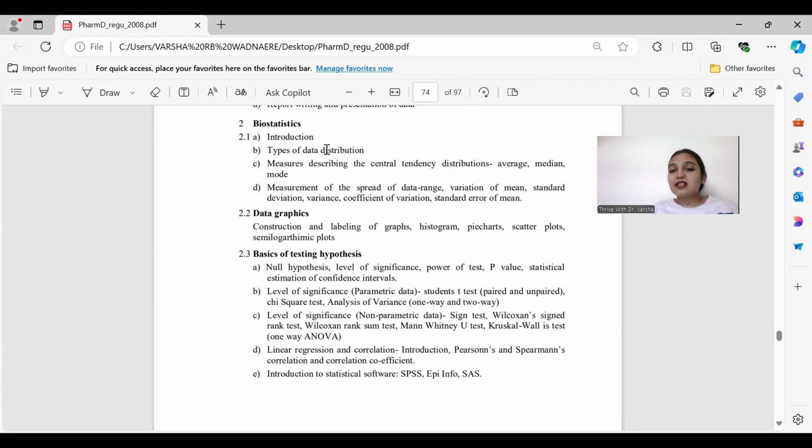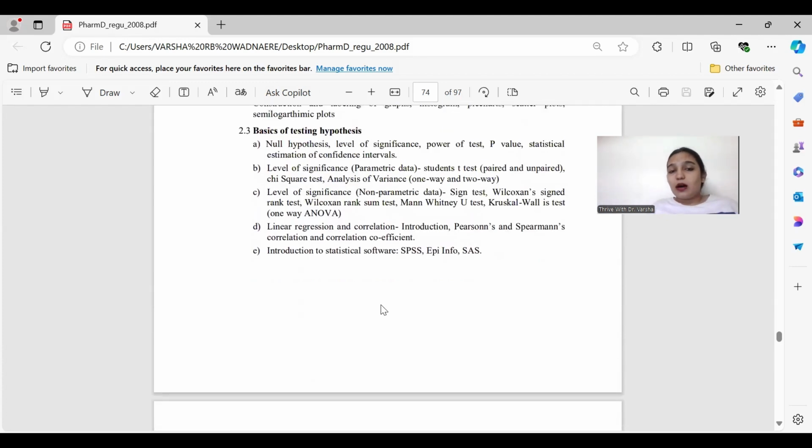That is biostatistics, data graphics, then basics of testing hypothesis. Now, these are some software, that is SPSS, Epi Info, SAS. You'll be getting this for 5 marks, and sometimes definitions of all of them for 2 marks. But 5 marks, and combinedly 2 or 3 of them can be asked for 10 marks. And ANOVA, then parametric data, chi square test will be for 5 marks.